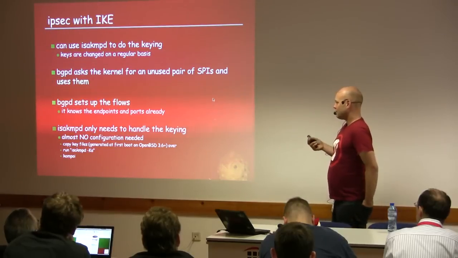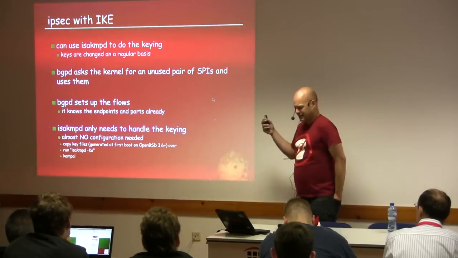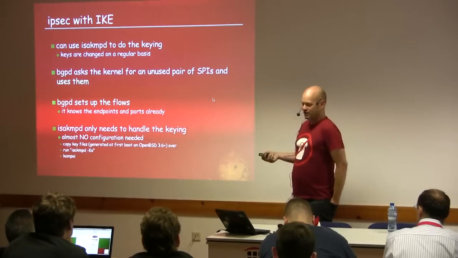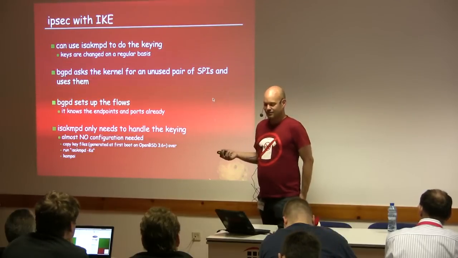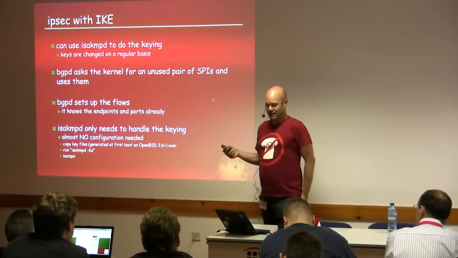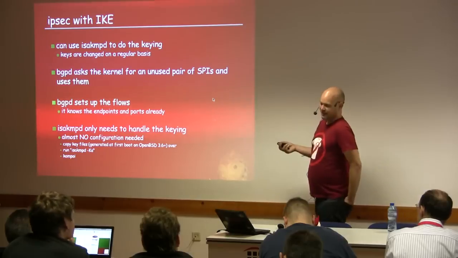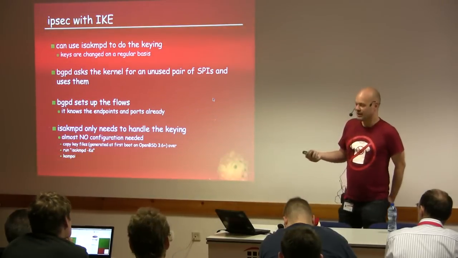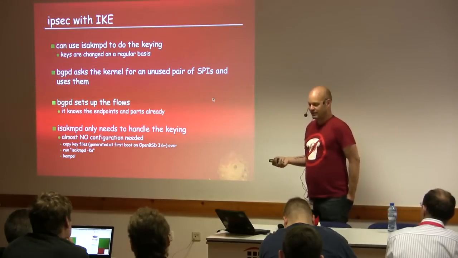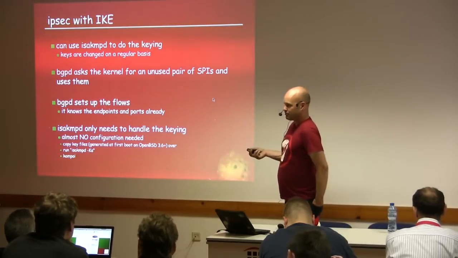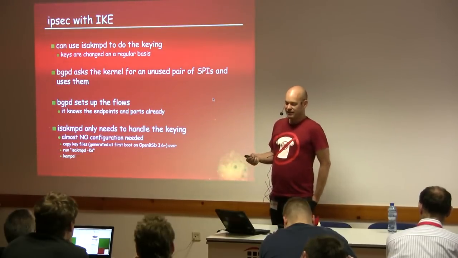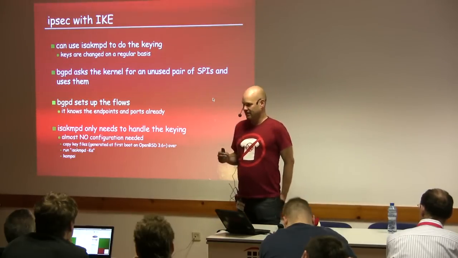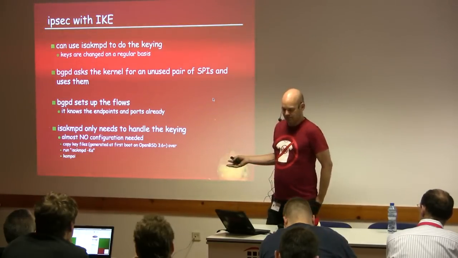BGPD gets an unused pair of SPIs, that's some kind of identifier basically, from the kernel and uses them. It still sets up the flows, which is hard to do manually in the ISAKMPD configuration. And BGPD already knows the endpoints, so there's no point in the administrator having to repeat that information in another config file. Which also means that ISAKMPD only needs to deal with the keying now, not all the other stuff.